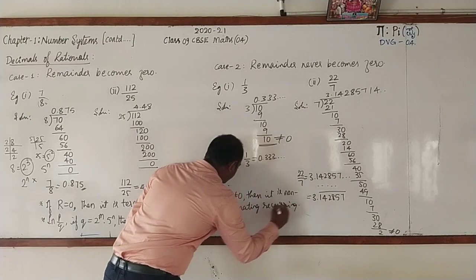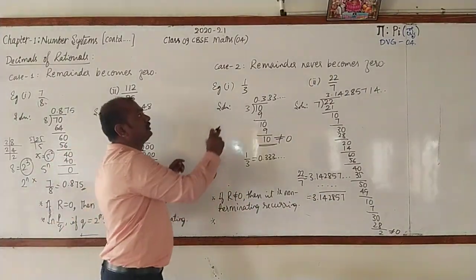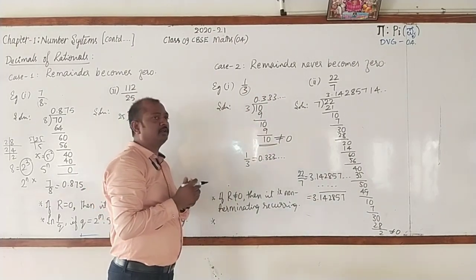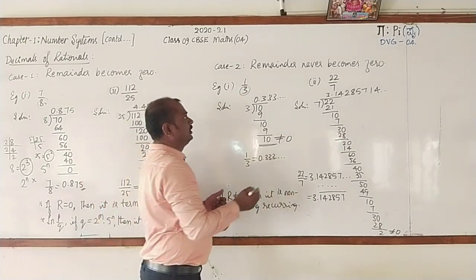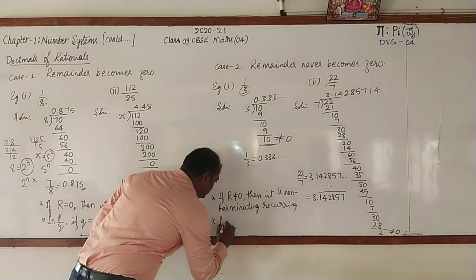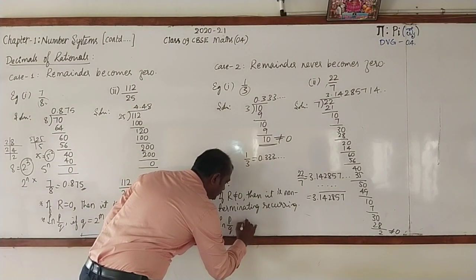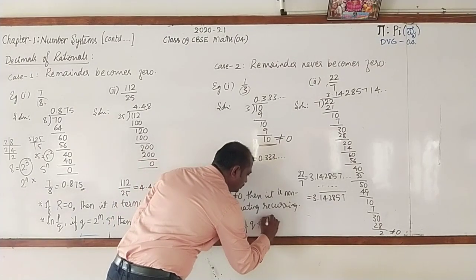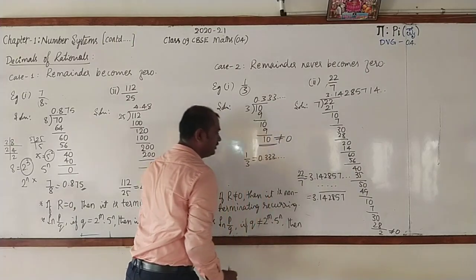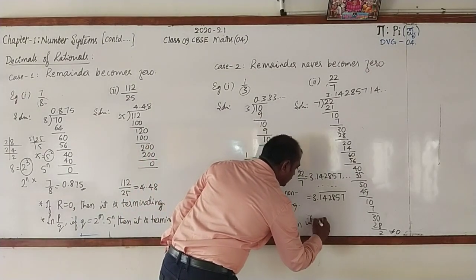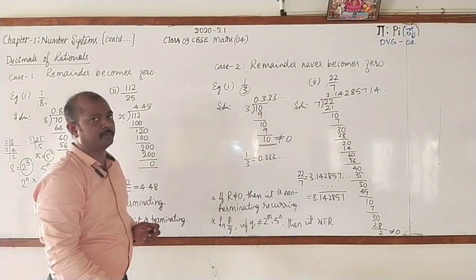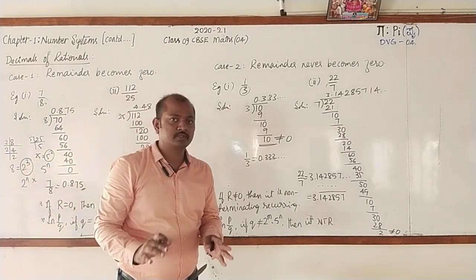And one more condition: you just observe the denominator terms of these rational numbers. Here 3 is there. Is it of the form 2 raised to the power m into 5 raised to the power n? No. 7, that is also not. Hence, we can say that in p by q, if q is not of the form 2 raised to the power m into 5 raised to the power n, then it is a non-terminating, recurring decimal expansion. I hope that you all have understood this.